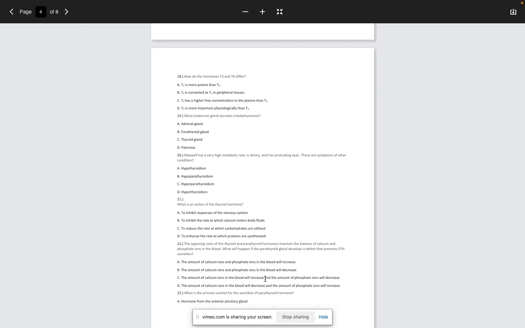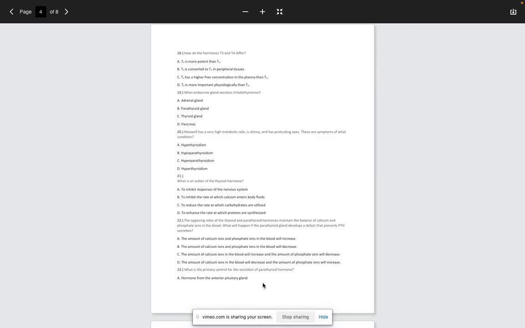What happens if parathyroid's not working in 22? Parathyroid normally does what? Causes an increase in what? Calcium and phosphorus, right? So if parathyroid's not working, what would you expect it to be? Low calcium, right? Low calcium and phosphorus. So the amount of calcium in the blood will decrease and the amount of phosphorus in the blood would decrease as well. What's the primary control of secretion of the parathyroid hormone? It's the amount of calcium present, right?